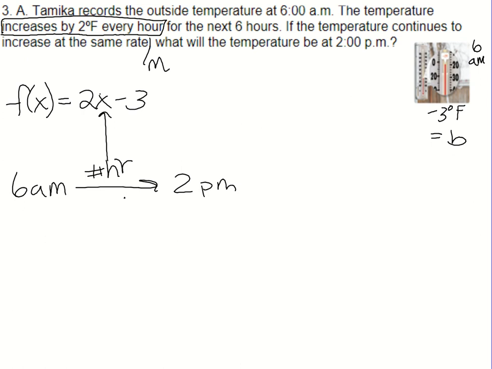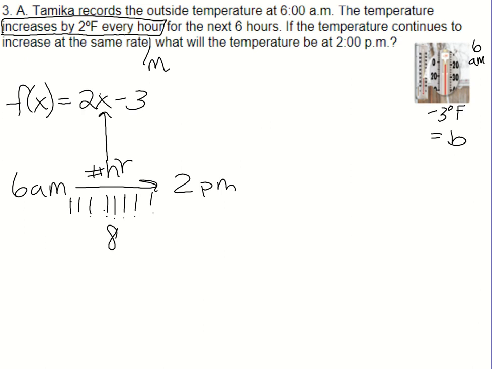And that'll be our x. So 6 to 7, 8, 9, 10, 11, 12, 1, 2, right? So 6, that's 7 a.m., 8 a.m., 9 a.m., 11, 12, 1, 2. So I have 1, 2, 3, 4, 5, 6, 7, 8. So it's 8 hours in between.